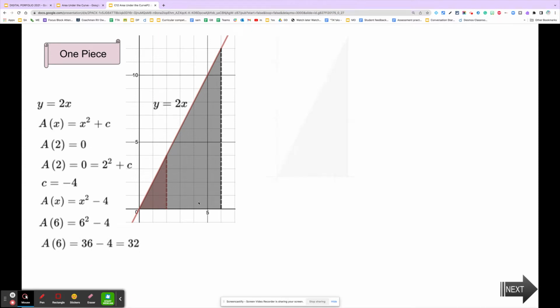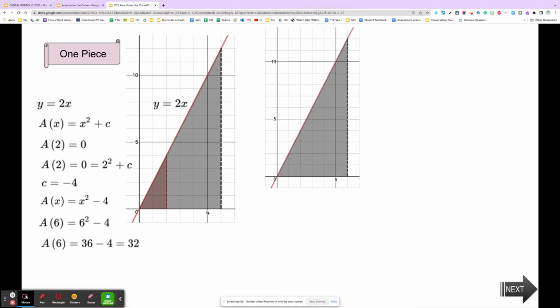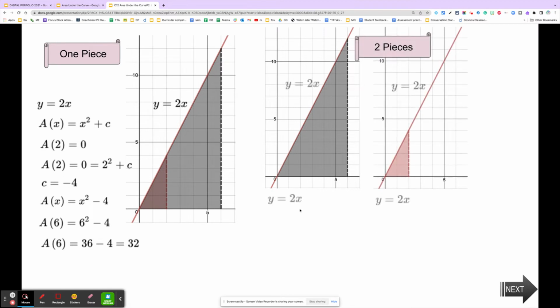And of course, the area of that area is 32. So now let's look at it another way. We could do it in two pieces. We could take the antiderivative of both pieces. So the antiderivative of 2x is x squared plus c, and the antiderivative is x squared plus c.